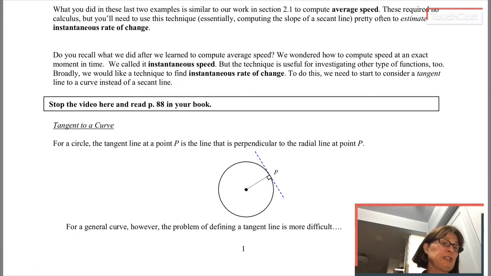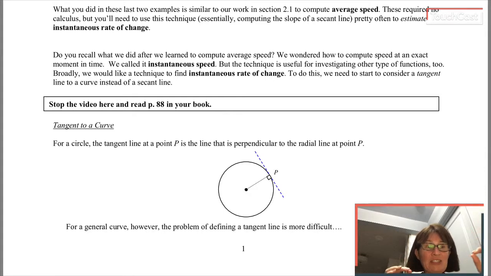All of that should have reminded you of what we did when we computed average speed. And if you're getting excited, you might remember that right after we talked about average speed, we wondered, what if I let those two time values get closer and closer and closer? If I could compute average speed over an interval that's like 0 time difference, I would compute instantaneous speed. So this is our goal. This is one of the whole reasons calculus came to be, is because mathematicians were interested in this idea of instantaneous rate of change.